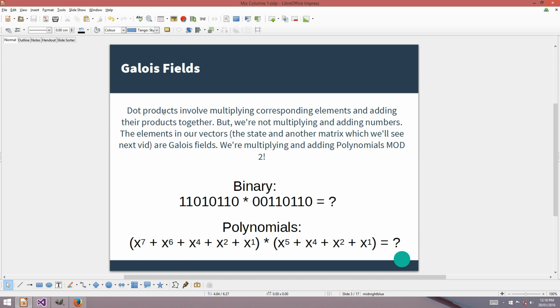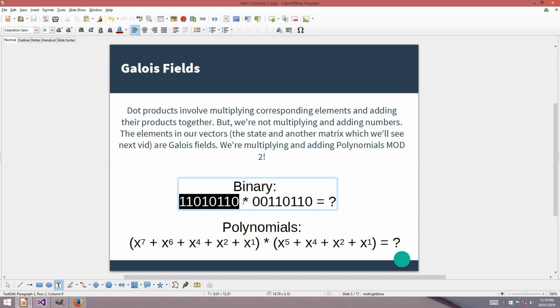But we're dealing here with Galois fields, not numbers. So, like I just said, you don't need to have numbers in your vectors. You can actually do a dot product with anything so long as you've got multiplication and addition defined for those elements. So the Galois field, if you remember, is just a weird way of looking at the bytes in our state, in our key.